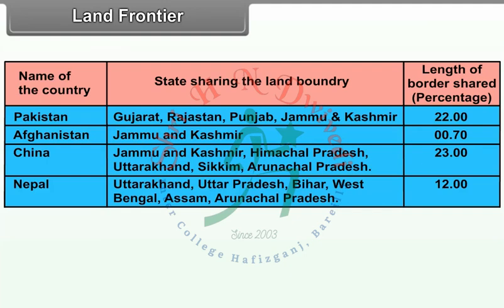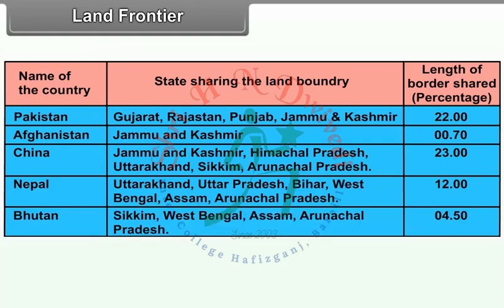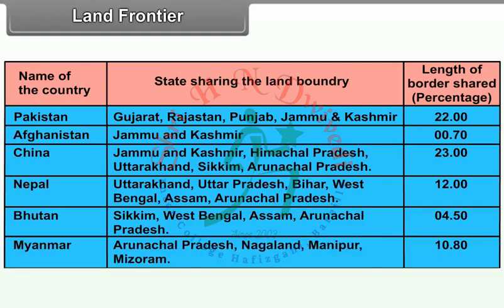Nepal: Uttarakhand, Uttar Pradesh, Bihar, West Bengal, Sikkim, 12%. Bhutan: Sikkim, West Bengal, Assam, Arunachal Pradesh, 0.50%.